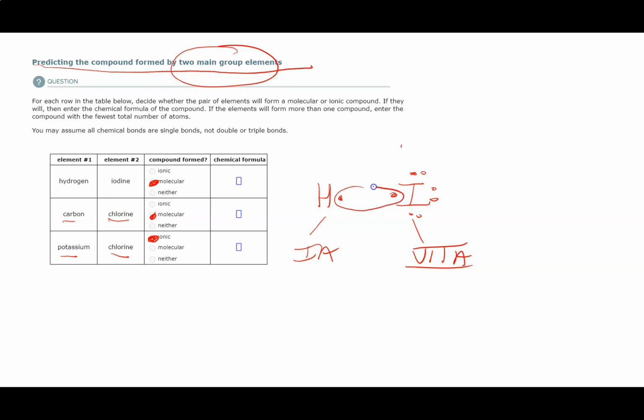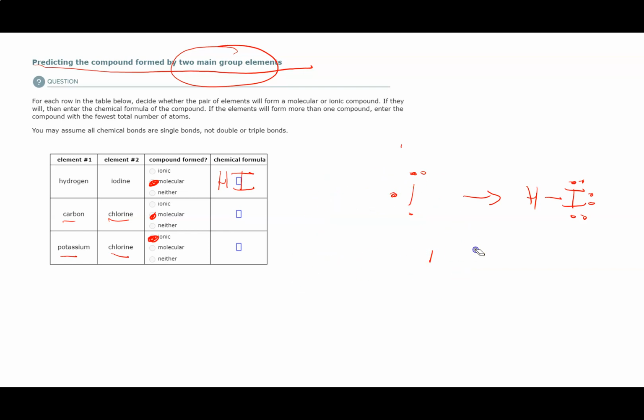So these guys are going to come together in a 1-to-1 ratio, and those unpaired dots are going to end up being shared. Here we go. And by coming together 1-to-1, every atom gets a noble gas configuration. So the chemical formula here will be HI, and the name would be hydrogen iodide. We would name it as though it was an ionic compound because the formula begins with hydrogen.